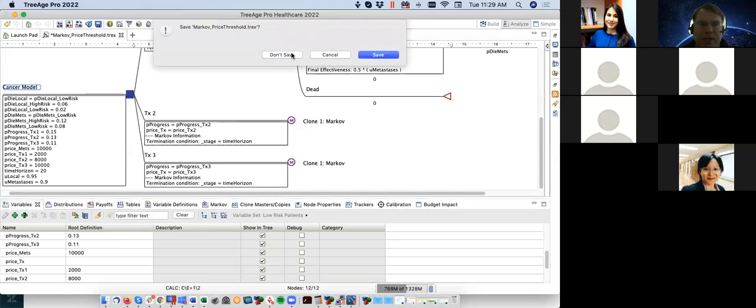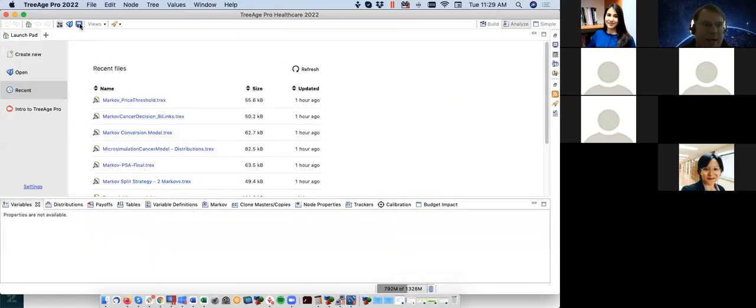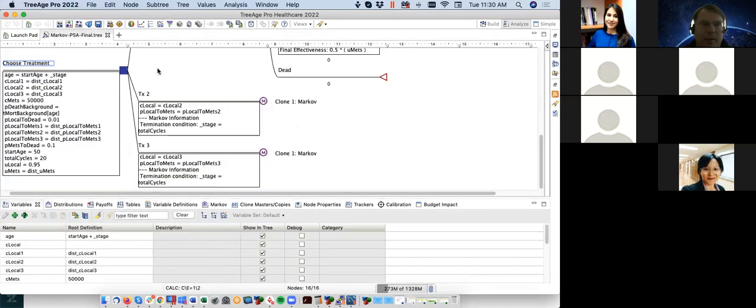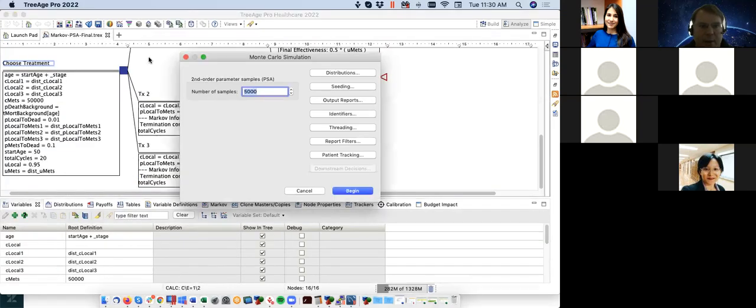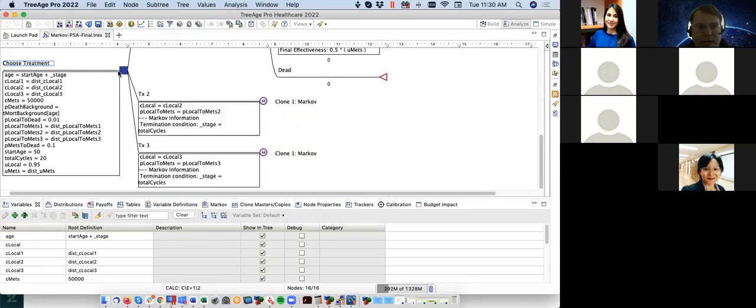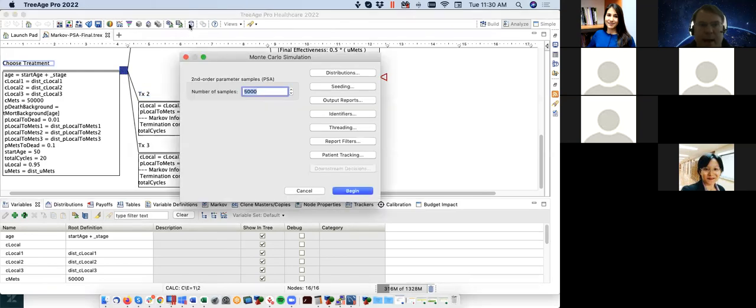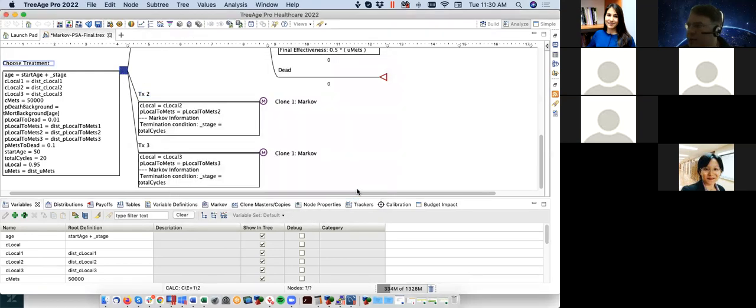I'm not sure I fully understand the question, but I'm just going to try to address it. So if I go back to the PSA model, when we run PSA, notice the selected node is the decision node. If I had selected this node, it would only run that strategy. But with the selected node being that, we are actually running all 3 strategies.